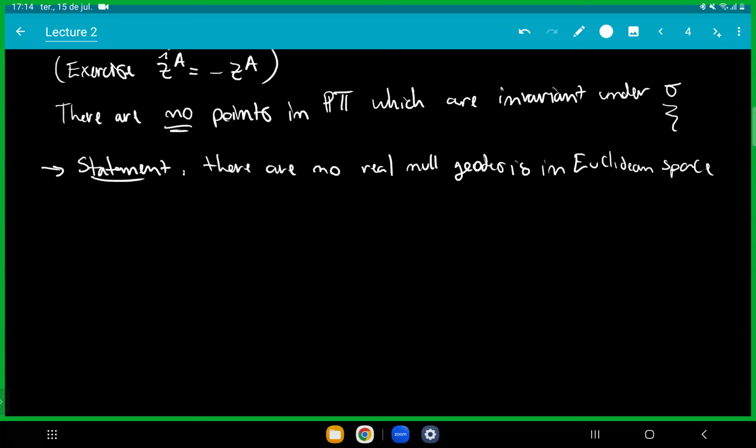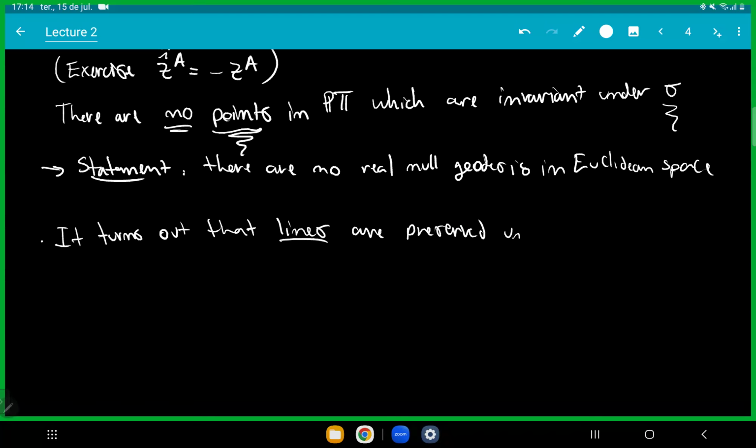So, there are no points that are invariant under this, but there are things that are invariant, which are lines. It turns out that lines are preserved under sigma. And how do we see this? There's a construction called a bi-twistor.